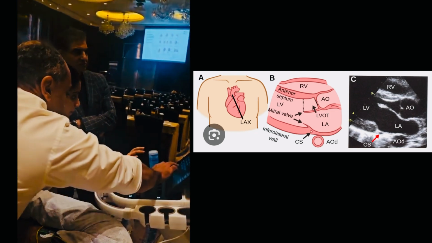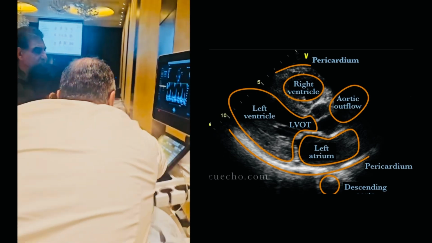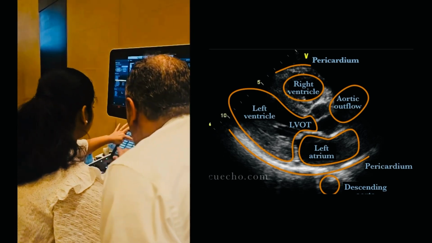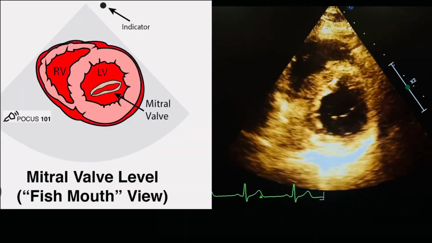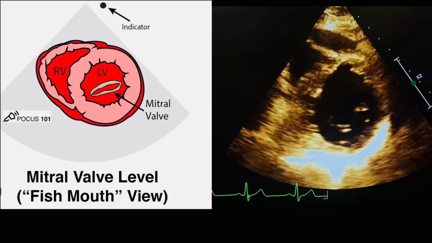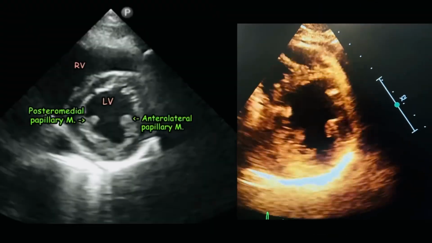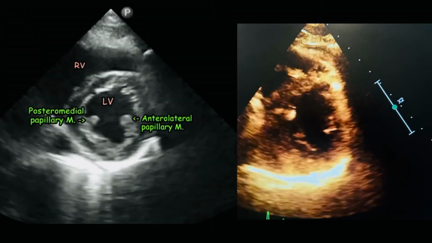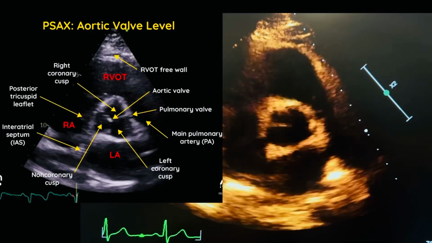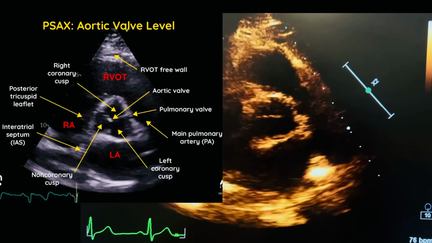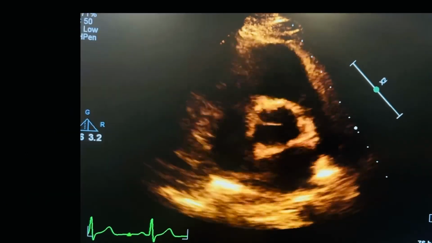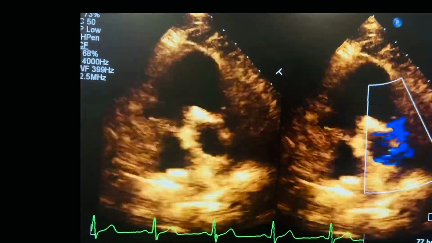Next, we are going to move on. Parasternal short axis view. This is obtained by staying at the same place where you obtained the parasternal long axis view, but simply rotating the probe around 90 degrees so that the orientation marker is facing the patient's left shoulder. Here are a couple of examples of the short axis view.